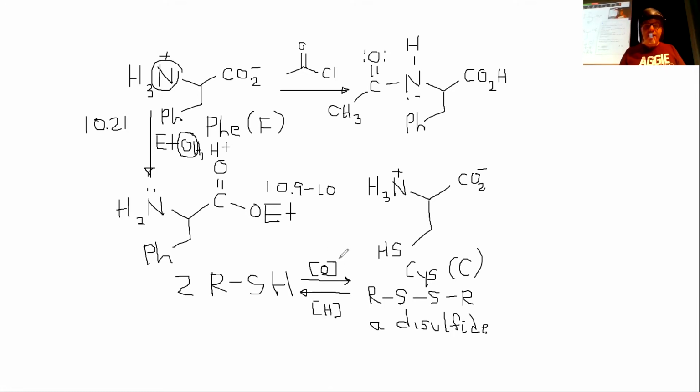O in square brackets is just a generic oxidation. It means oxidation is happening, but we're not specifying reagents. Though there are certainly biological oxidizing agents that you might have heard of. Things like NAD+, NADP+, FAD, those are biological oxidizing agents.